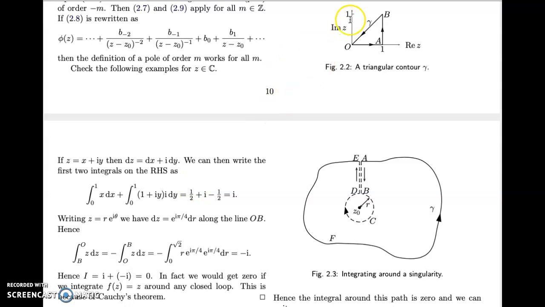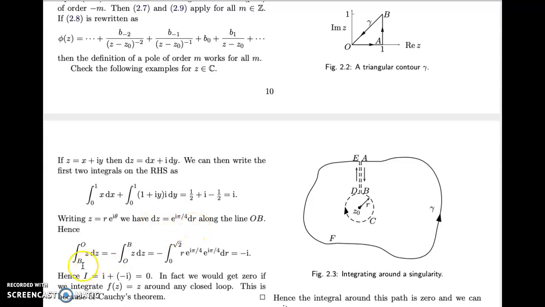Then finally, to evaluate this last integral from B to O, the simplest way to do it is to write z in polar form, as r times e to the i theta. Then you've got dz, differentiating. Well, theta is constant, and theta obviously is just 45 degrees or pi by 4. So it's just e to the i theta times dr. So dz is given by this.